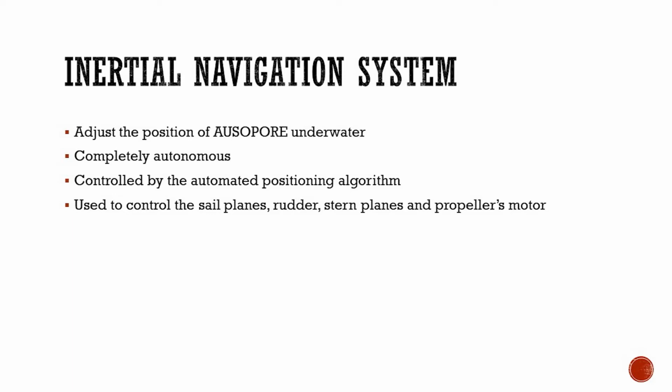This process is completely autonomous and is controlled by the automated positioning algorithm. The data collected from the inertial navigation system is sent to the automated positioning algorithm where it will be processed and used to control the sailplanes, rudder, stern planes, and propeller motor of AUSOPOR.